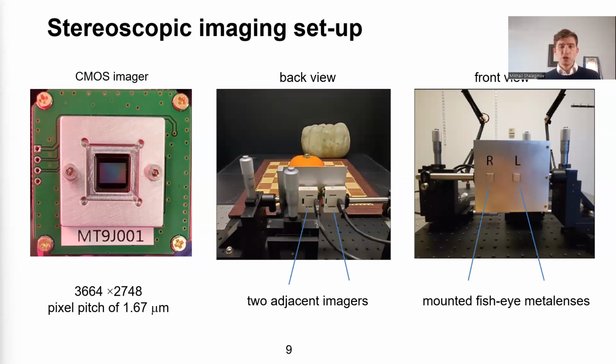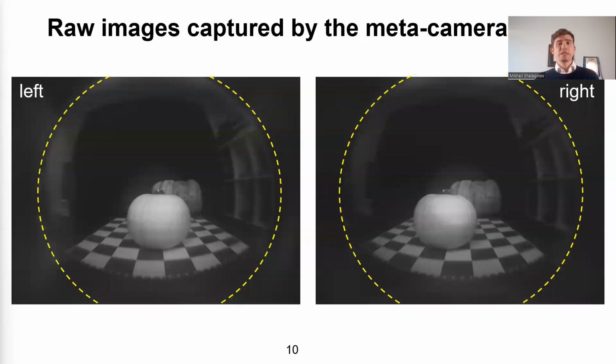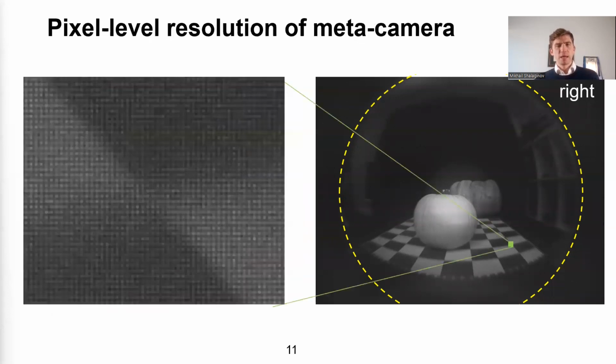Now the right image depicts the same setup, but from the front. So these are the two fisheye metalenses nested in an aluminum holder. Here you can see the raw panoramic images taken by the two juxtaposed fisheye metacameras. The yellow dashed line outlines the circular image boundary. As expected, the images exhibit a barrel-type distortion, which is typical for any fisheye lens.